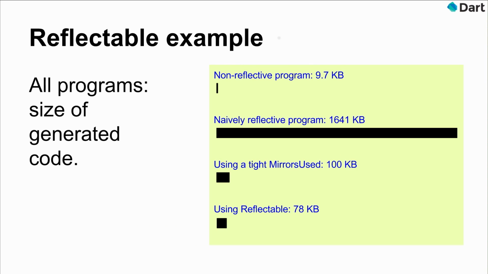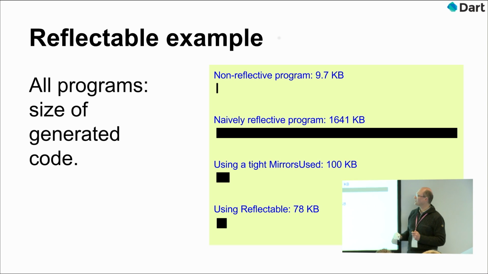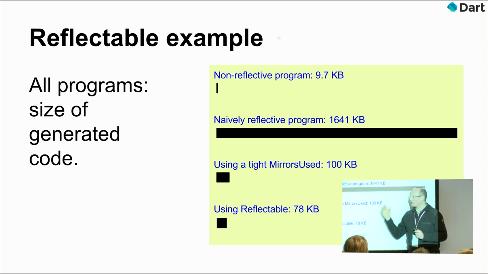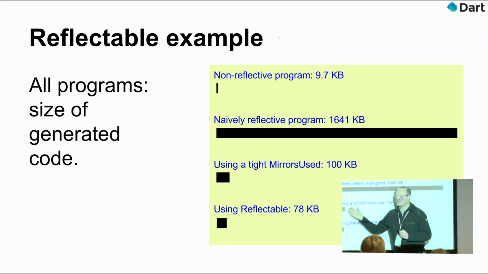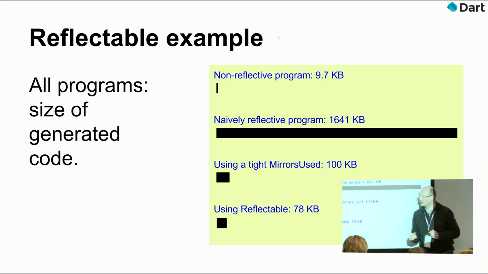So what happens? Well, what happens is that if you're using the non-reflective code, it takes up like 9.6 kilobytes. If you're just using dart mirrors, it's like 170 times bigger. So this is what people have seen. If you're very careful with MirrorsUsed, you could get that down like 16 times to 100K. And if you use reflectable right now, you go to 78K.